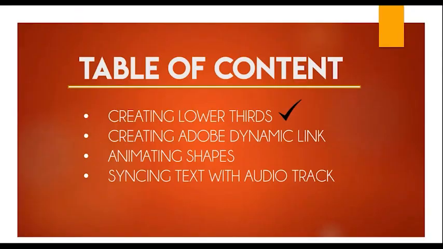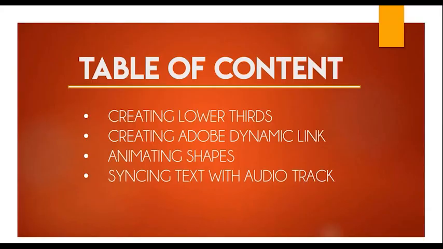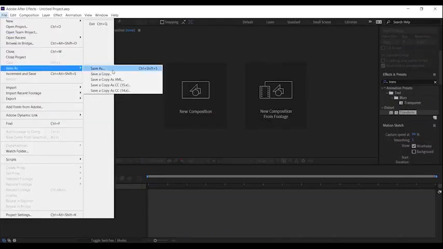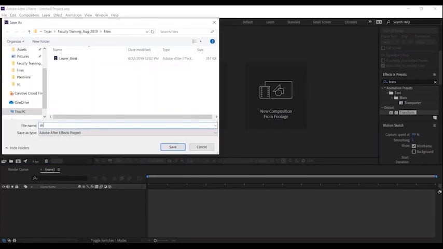So we have completed two of our topics over here. If we see, we have created lower thirds, and we have also created the Adobe Dynamic Link. So we'll be moving on to our third topic, which is animating shapes. We'll be creating some shapes, and we'll be adding some animation to it in After Effects only. So I'll show you my After Effects window over here. Just save this as shapes.